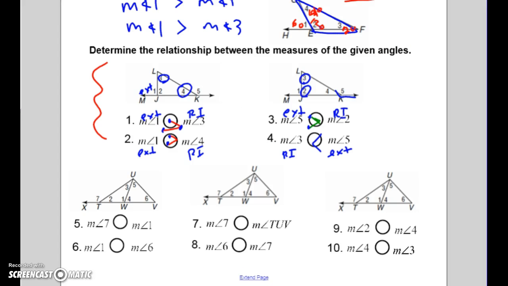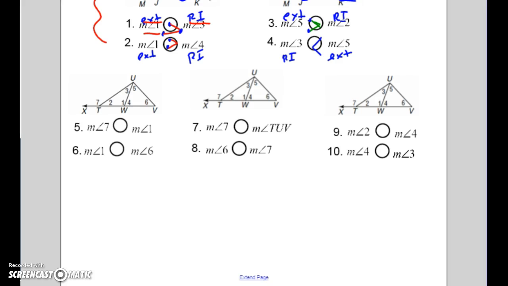Okay, so right here, because my outside is my exterior, it's always greater than my remote interior. So you can check your answers here. Again, I labeled the exterior and the remote interior. Your exterior is always larger than your remote interior. Okay, now I want you to try 5, 6, 7, 8, 9, and 10.